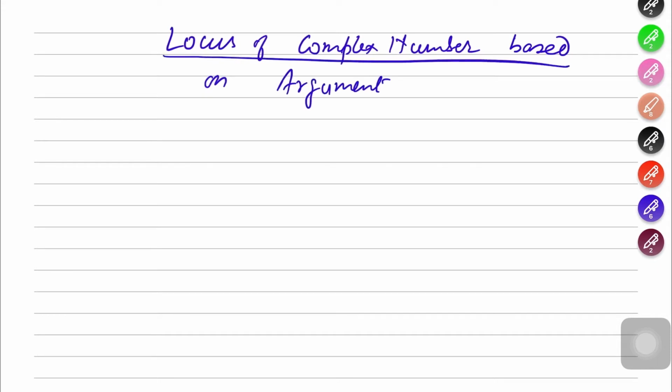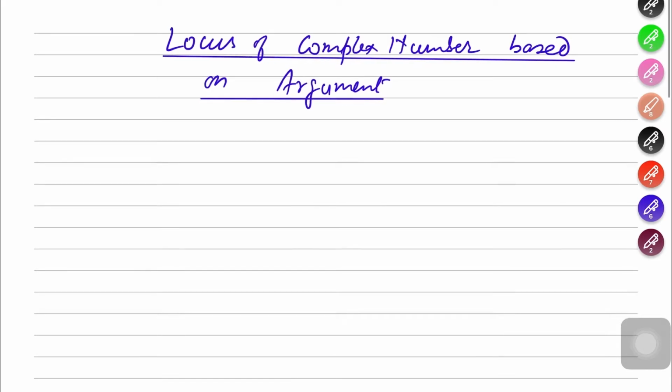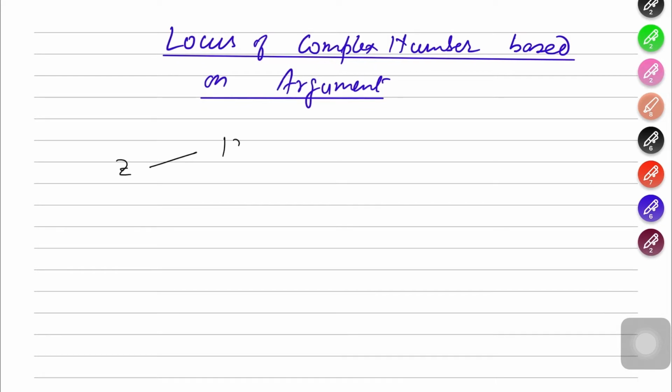So any complex number has two parts. We know that if we have any complex number z, there are two parts: one is called the modulus of z, and the other is called the argument. I have already discussed the locus of a complex number based on the modulus. Now today we will see the locus of a complex number based on the argument.